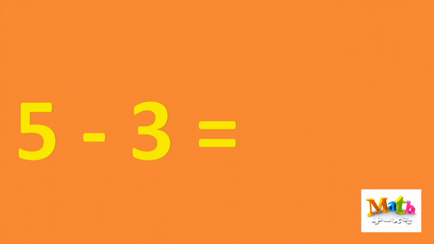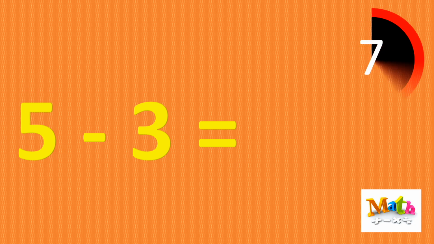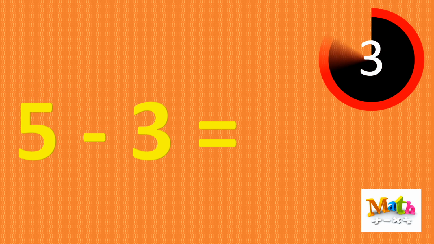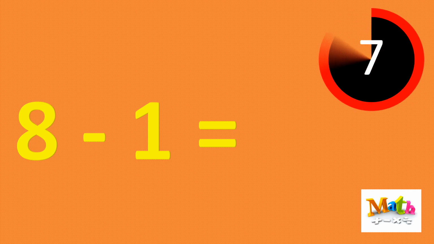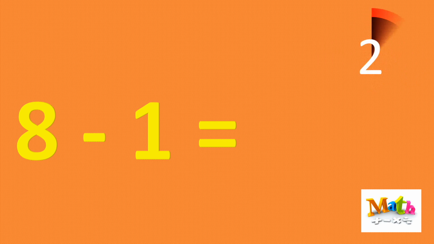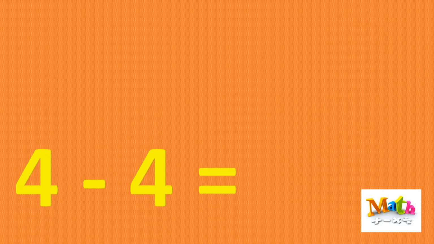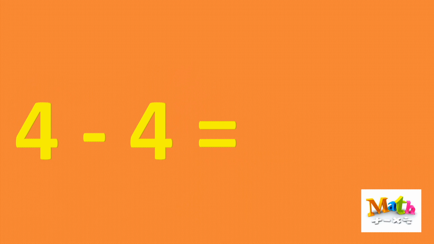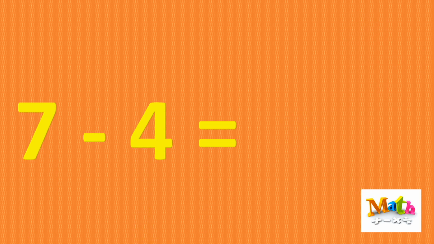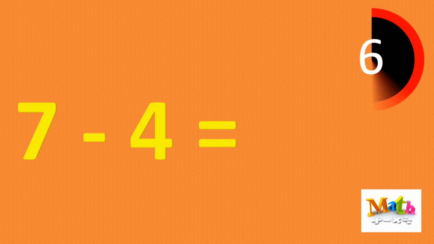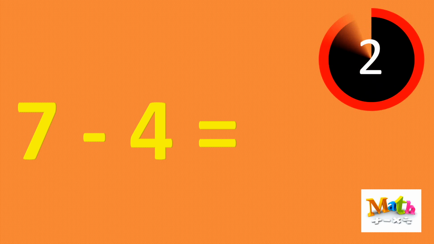5 minus 3 equals 2. 8 minus 1 equals 7. 4 minus 4 equals 0. 7 minus 4 equals 3.